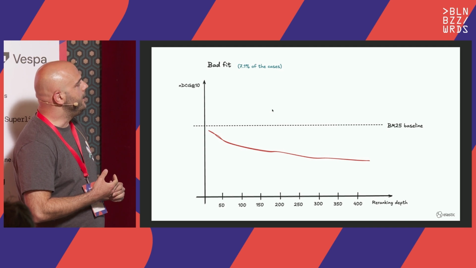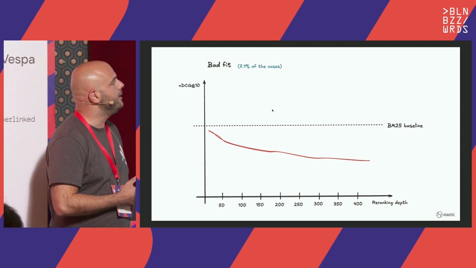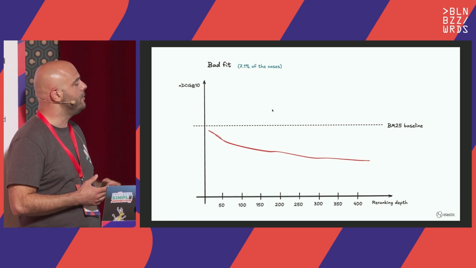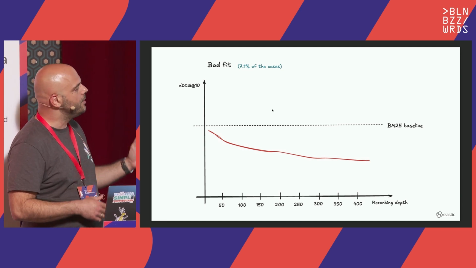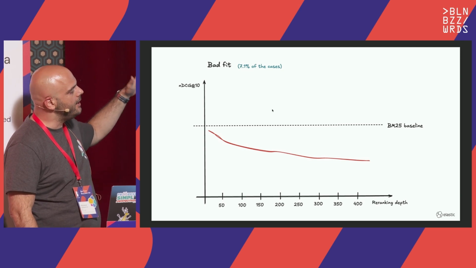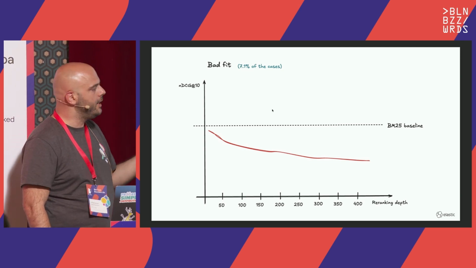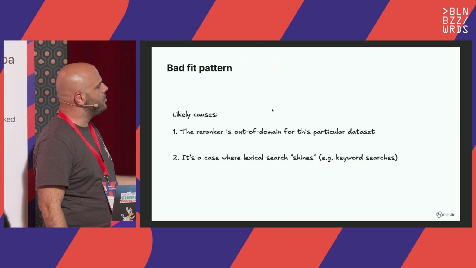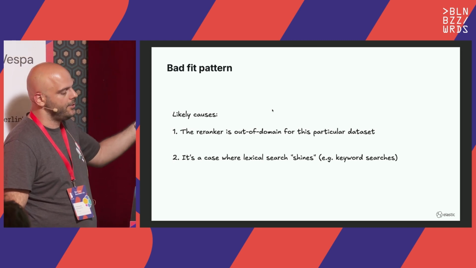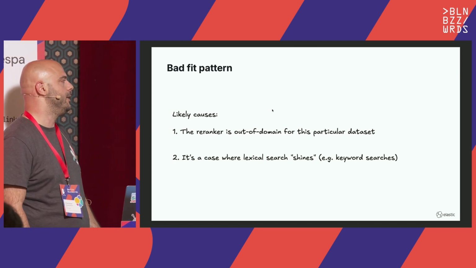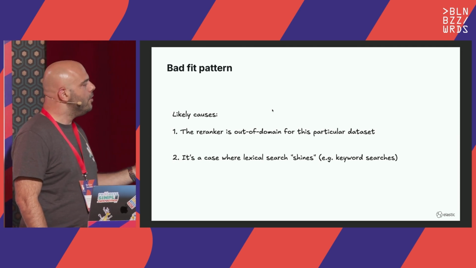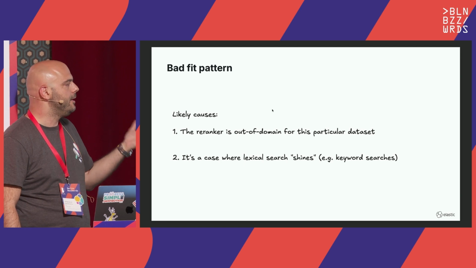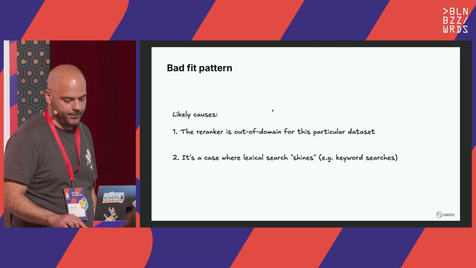And now we'll move to the third pattern. It's called the bad fit pattern. It accounts for 7.1% of the cases. It's pretty straightforward. We have the BM25 baseline, and as we add more documents, we get worse performance. The likely cause is the reranker is out of domain for this particular data set that we experiment with, or it's a case where lexical search, in this case BM25, shines, like in cases of keyword searches.